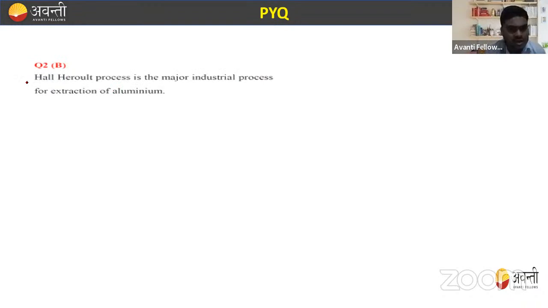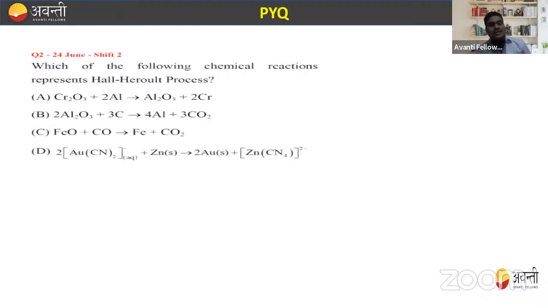So we know that the Hall-Héroult process is the major industrial process for the extraction of aluminium. So just remember this point, beta. The Hall-Héroult process is the major industrial process for the extraction of aluminium. So which one is correct, beta? Yes, that is B. So always remember that the Hall-Héroult process is basically used for the manufacturing of aluminium only.